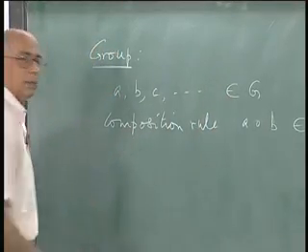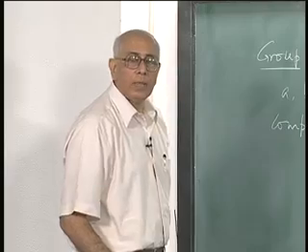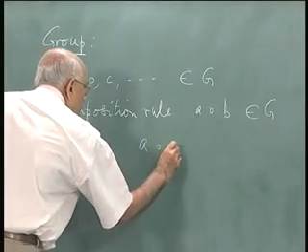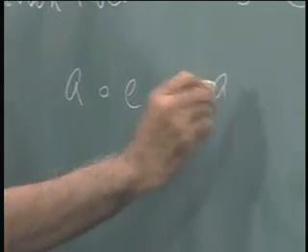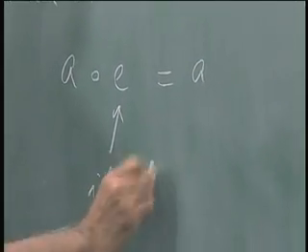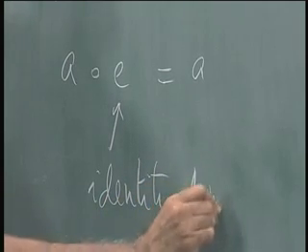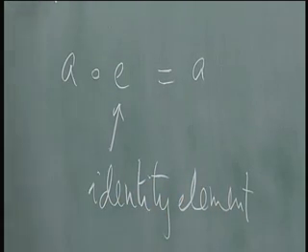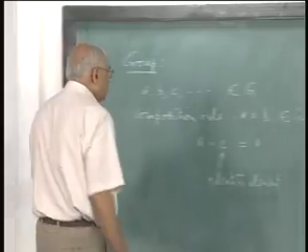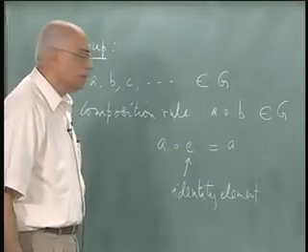And most importantly you would like to ensure that there exists an identity element, A composed with E is equal to A itself, and this object is called the identity element. So there is a unique identity element for this class of objects such that you compose with the identity element and you get back the original element itself.